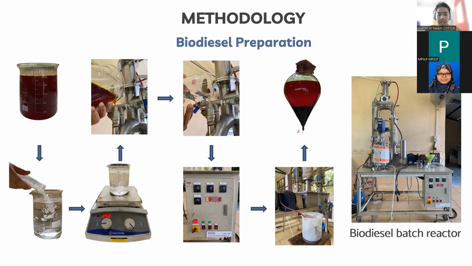that has already dissolved in the methanol. And then I will control the condition of the biodiesel batch reactor at 60 degrees Celsius and 200 RPM. And then I will open the pump to collect the biodiesel, and then I will put it in the filter funnel to separate the biodiesel and glycerol. So the right picture is the overall setup of the biodiesel batch reactor.